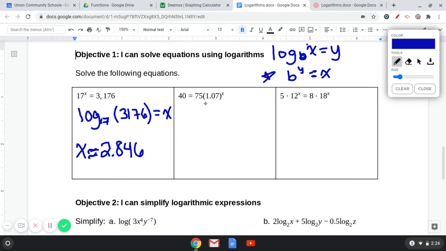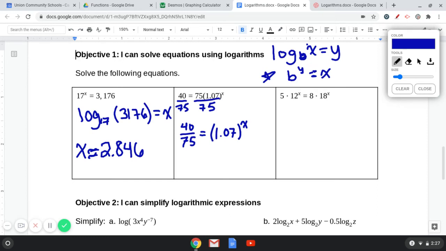How about this next one? We've got this extra term here, so we don't have the form b to the y equals x. So what do we do? Well, we can just divide both sides by 75, and then we'll have that form. We're going to end up with 40 over 75, which we could simplify, equals 1.07 to the x.